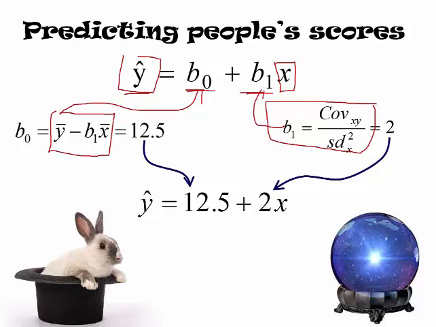And in the example we've been using throughout this unit, where we've been using traumatic bunny incidents to predict people's anxiety, we ended up with an equation. When we plugged in this formula, we had a slope of 2, and we had an intercept of 12.5. So the example we've been using, our equation has been 12.5 plus 2x. So if we take someone's score on traumatic bunny incidents and multiply that by 2, add to that 12.5, we get their predicted score on anxiety.